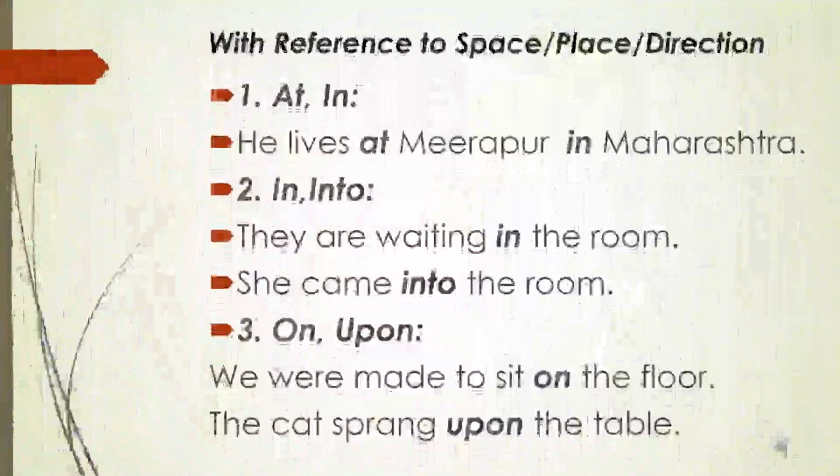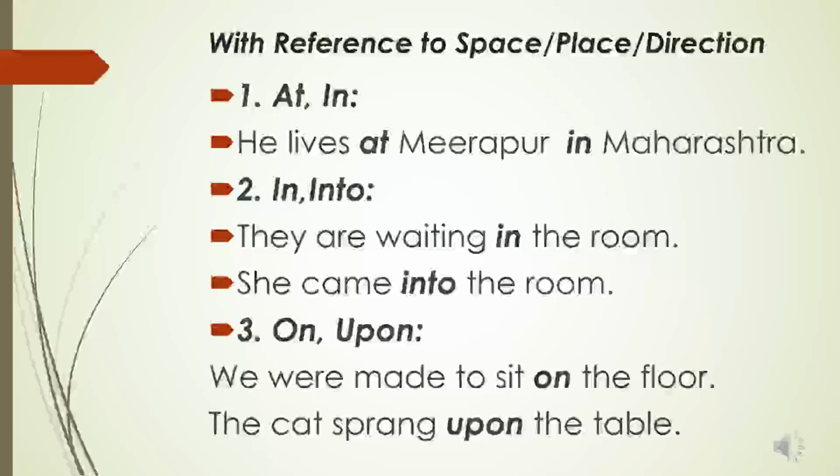Let us discuss prepositions which are used with reference to space. At is used with the names of small towns and villages. For example, he lives at Mirapur in Maharashtra. In is used with the names of big cities, states and countries. For example, the Prime Minister lives in New Delhi in India.